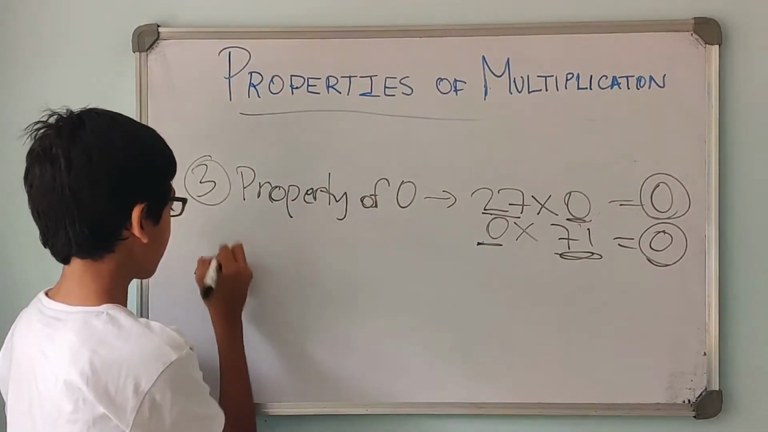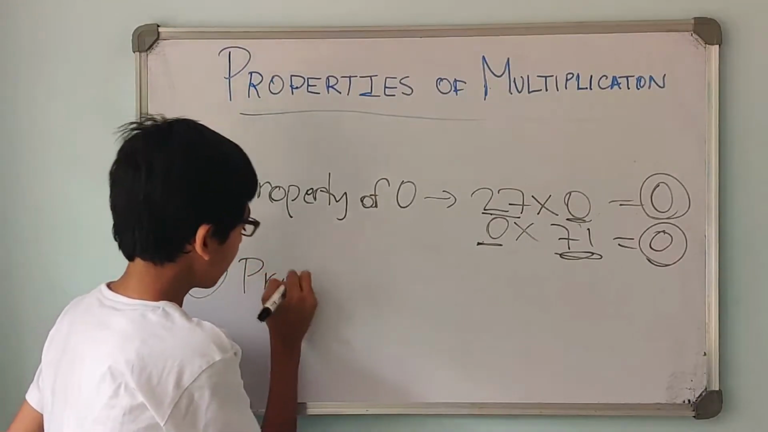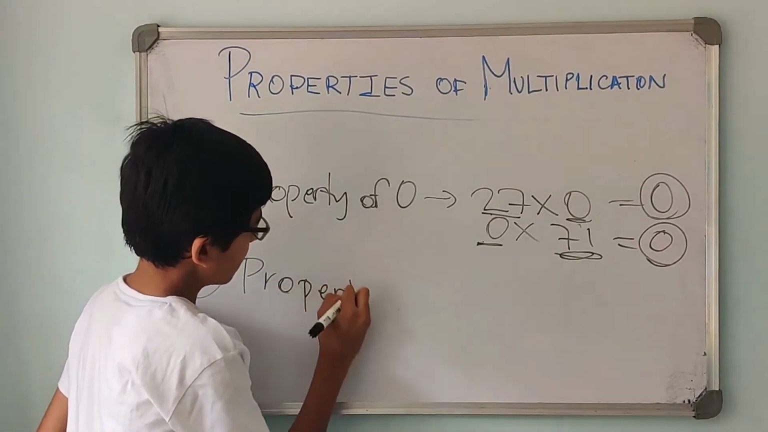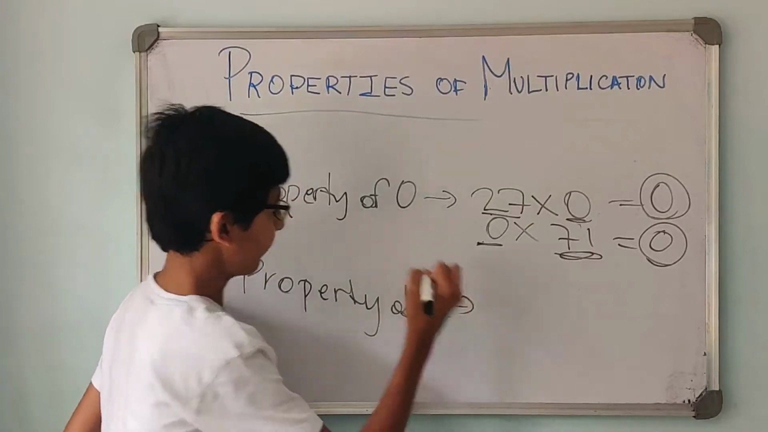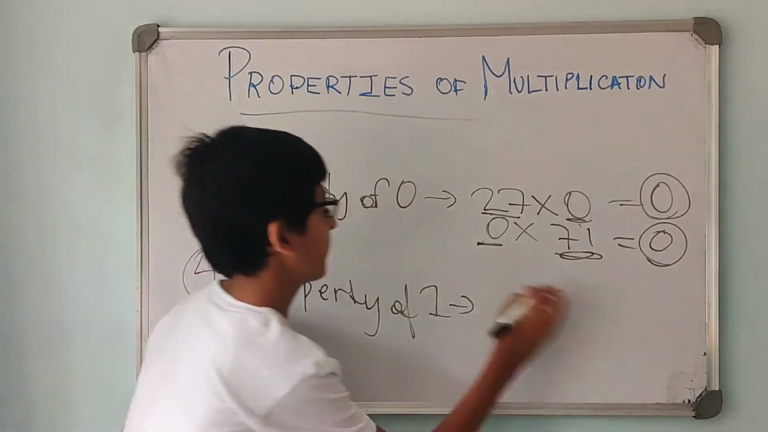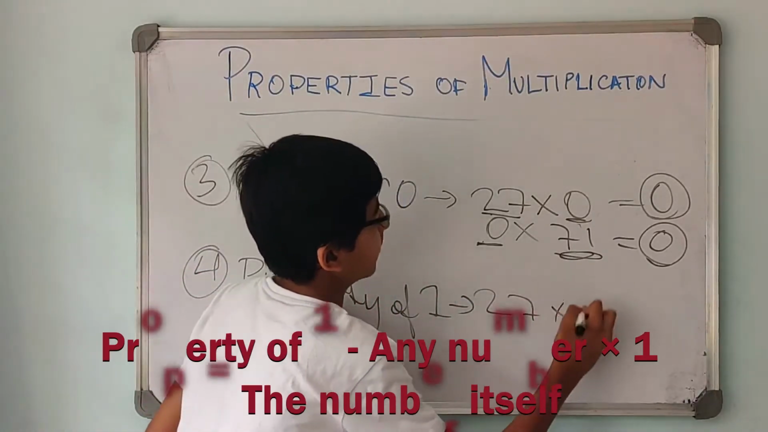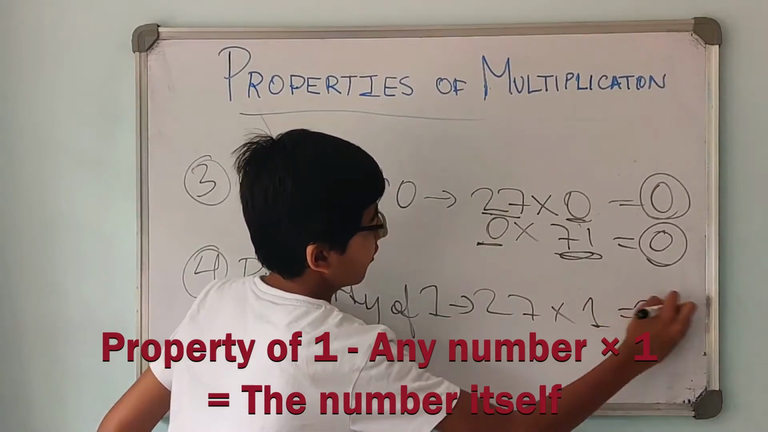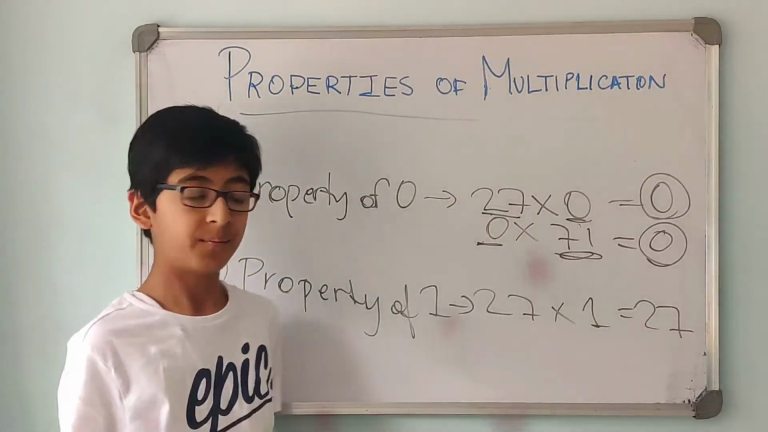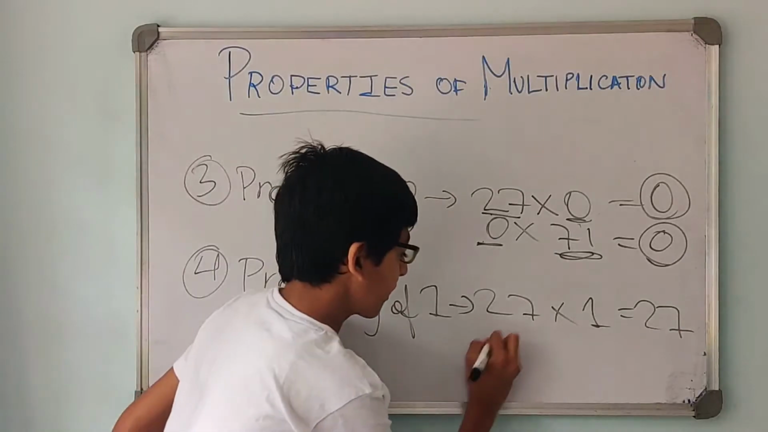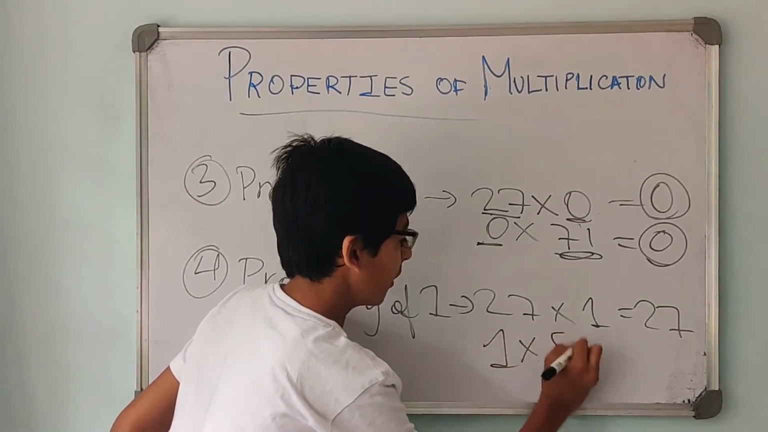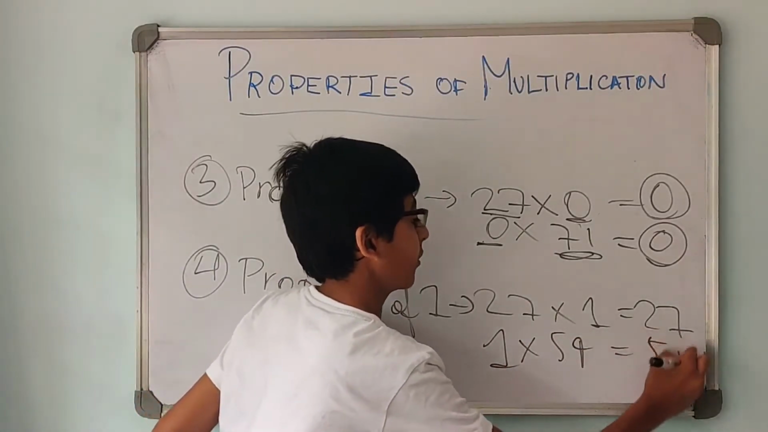Now let us learn the next property. That is the property of 1. So what is the property of 1? Any number multiplied by 1 gives us the same number itself. We can take another example like 1 into 54 is equal to 54.